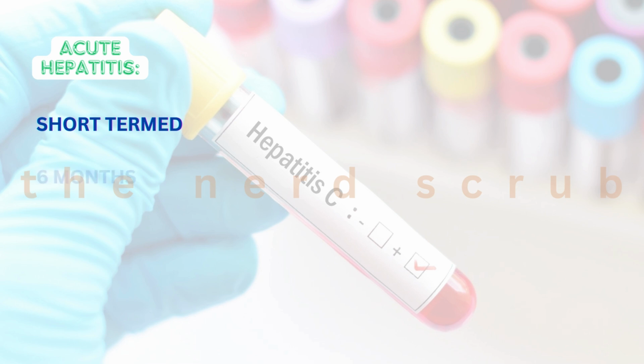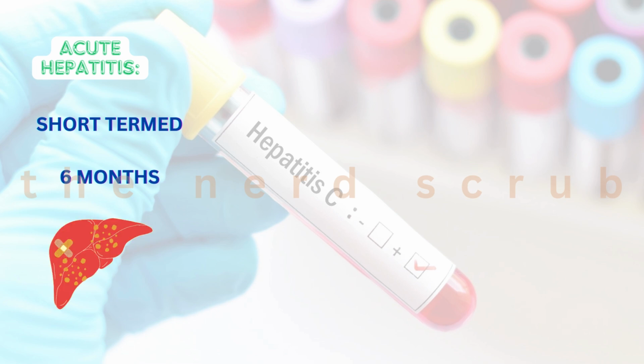So, hepatitis C can cause three types of infection. First, acute infection, that is a short-term infection that can last up to 6 months. Sometimes the body can fight off the virus on its own, but more often it turns into a chronic infection.